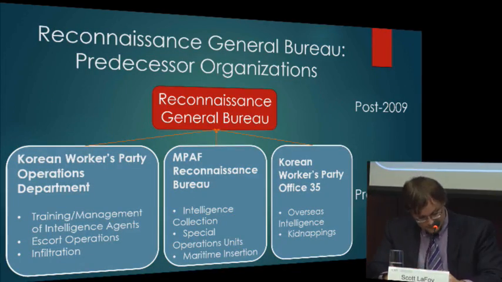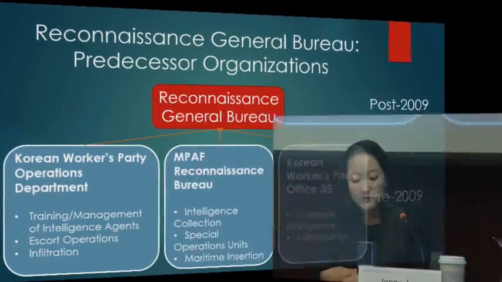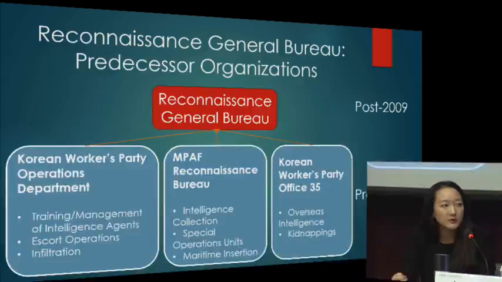So we'll first start off by talking about the Reconnaissance General Bureau, which has been attributed by the South Korean government for the Dark Seoul attack and by the U.S. government for the Sony incident. The RGB is a relatively new organization in North Korea, formed around 2009, as basically a one-stop shop for intelligence, covert operations, commando and special forces infiltrations, illicit arms trade, and the list goes on.